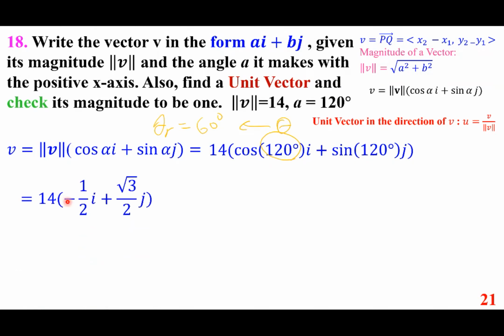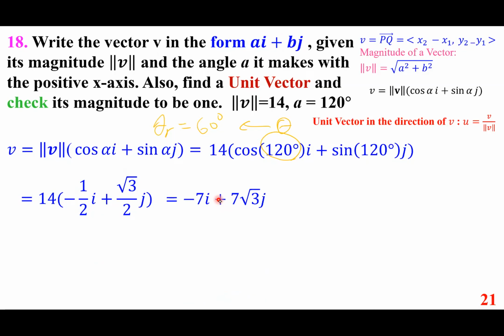So I want everybody to know y negative, y positive. 14 cancels out the 2. So this becomes -7. This becomes 7 square root of 3. So we wrote it in this format. So the first part is done.